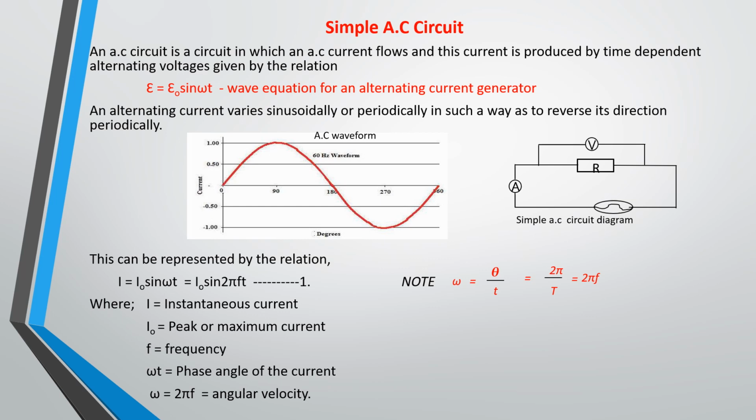All right. So what is a simple AC, or what is an alternating current? Alternating. Once you understand that English, it becomes easier for you to also understand. Alternating is something that is like fluctuating, something that is going up and down. That is alternating, right? So an alternating circuit is a circuit in which an alternating current flows, and this current is produced by time dependent alternating voltages, right?